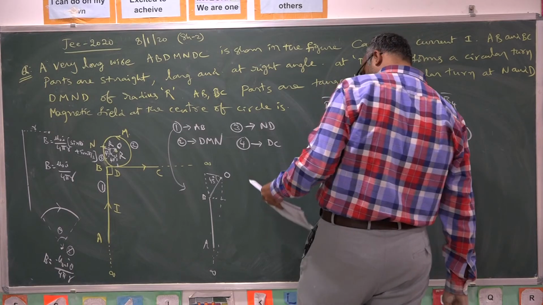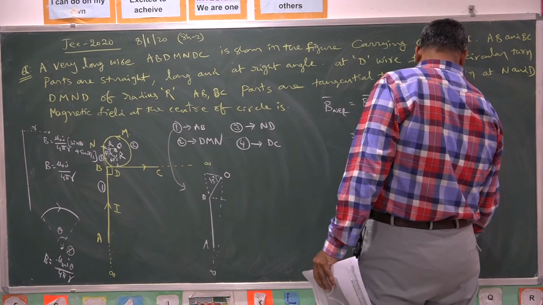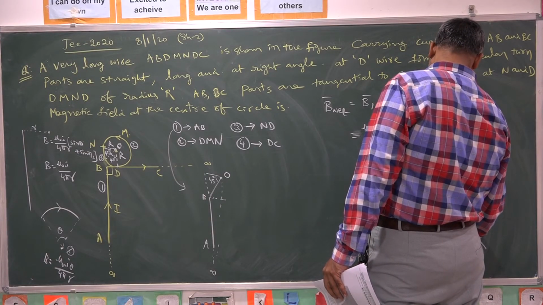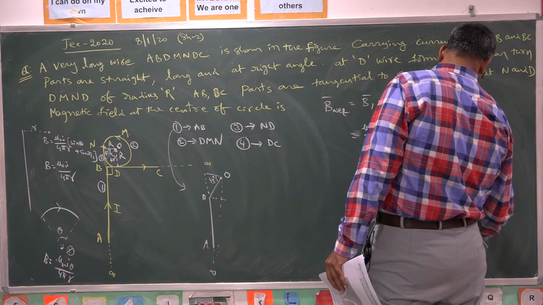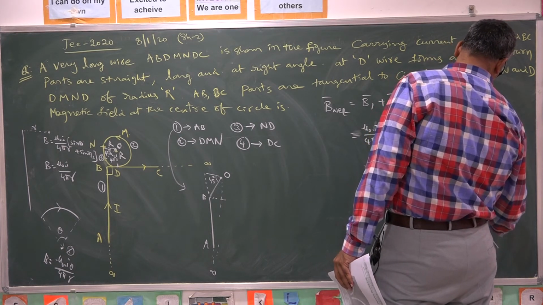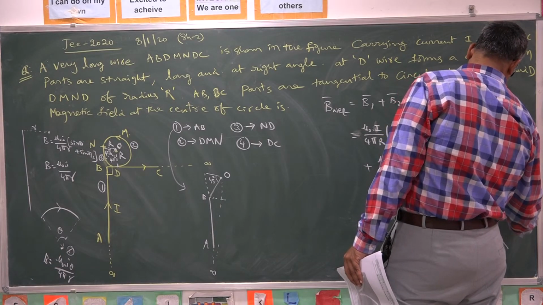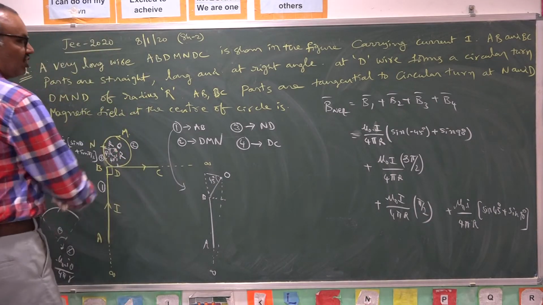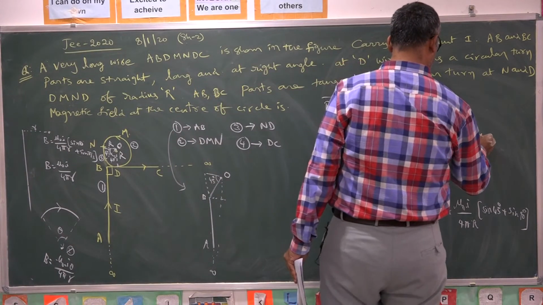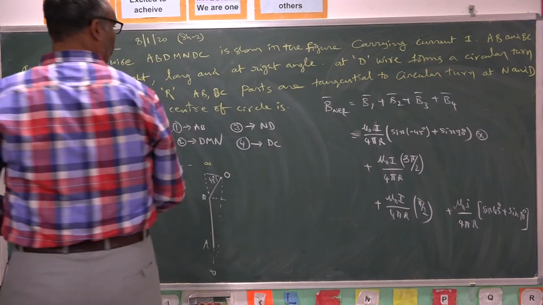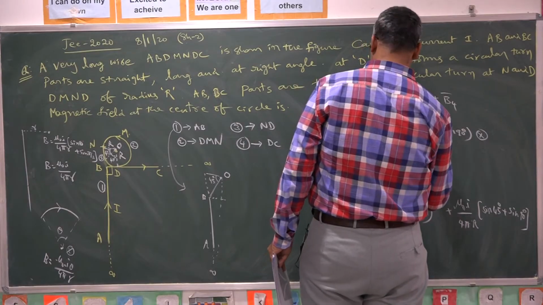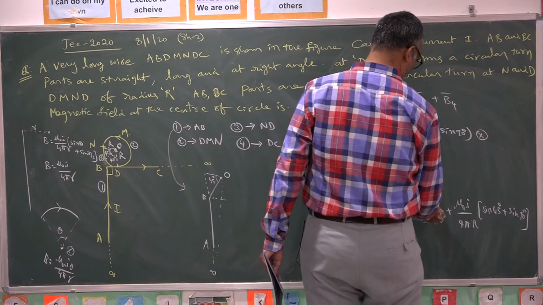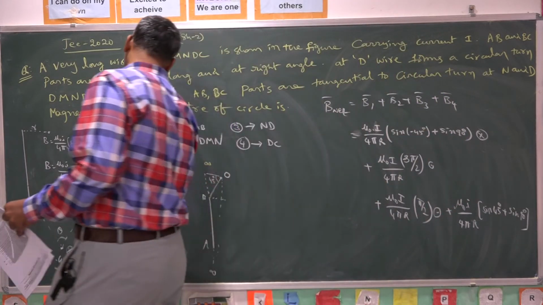Mu naught I by 4 pi r, sin 45 plus sin 90. If I take the directions into consideration, because of the first wire, it is into the paper. Because of the second wire, out of the paper. Because of the third wire, out of the paper. Because of the fourth wire, again out of the paper.